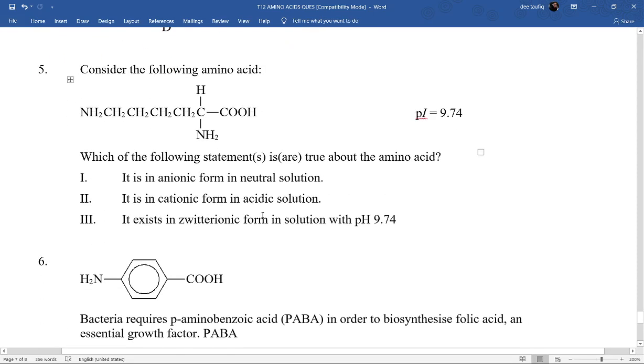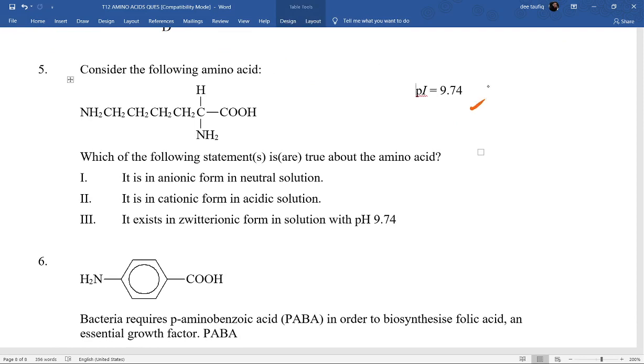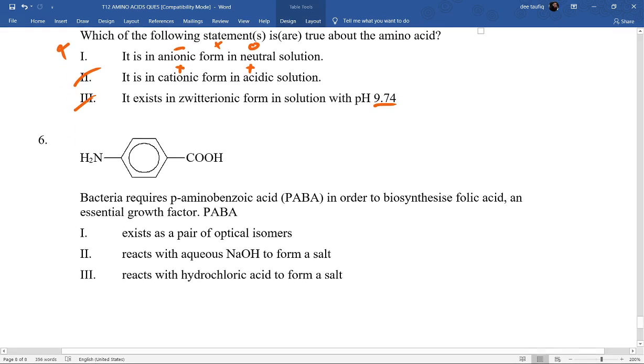Consider the following amino acid. So dia bagi ini PI 0.25. Which of the following statements are true about the amino acid? Neutral negative charge pada neutral, salah. Cation positive charge pada acidic H+, betul. Zwitterion in the pH 9.74, betul. So 2 dan 3 saja betul. Ini salah.